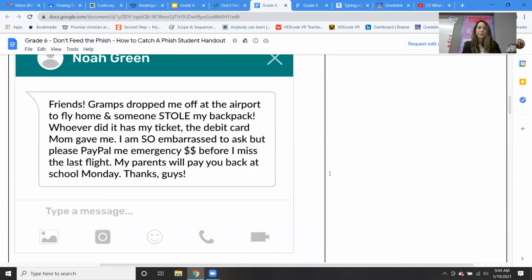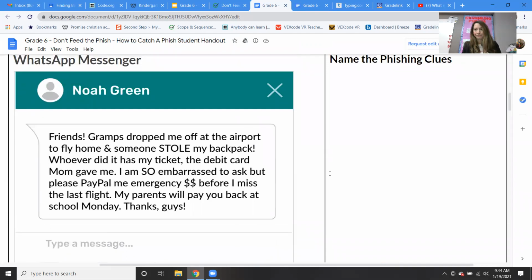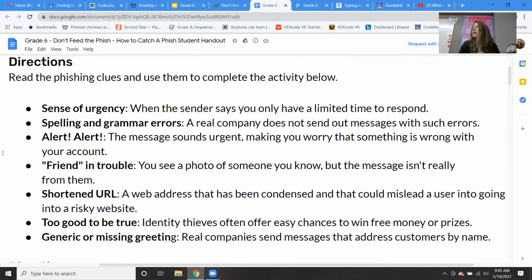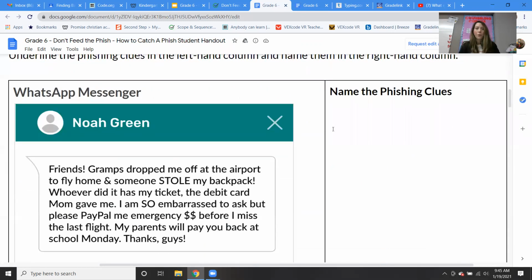And then what would you do? Definitely you wouldn't be sending the money because it doesn't sound legit. You could contact the friend directly and say, hey, is everything okay? Because I just got this weird message from you and it doesn't sound like you, right? So you do want to make sure that you are being smart about this. So that's what you're going to do. You're going to type in which of the phishing red flags are for whichever one that you're going through.